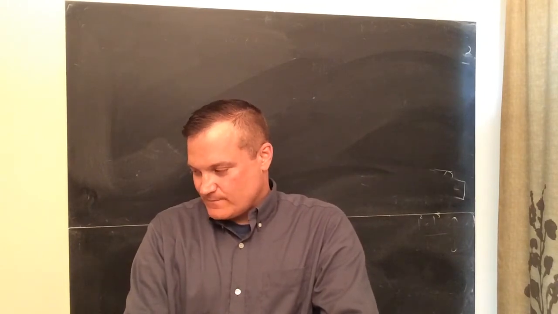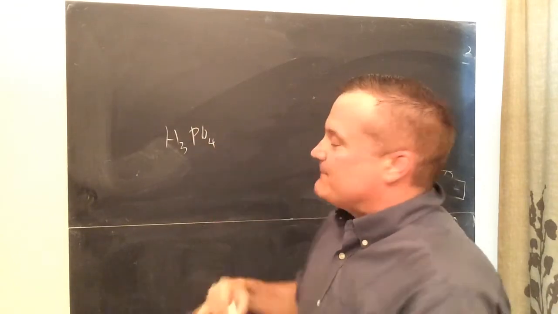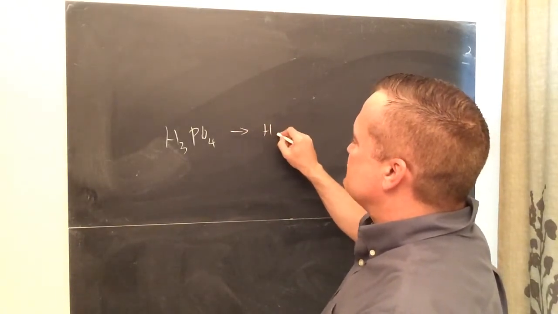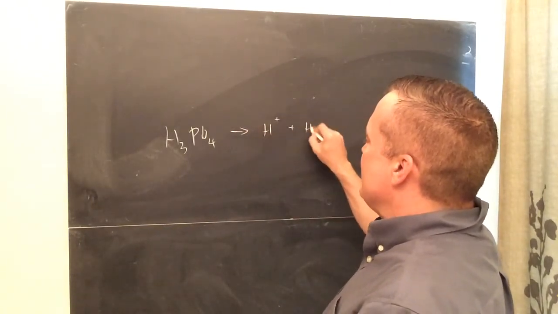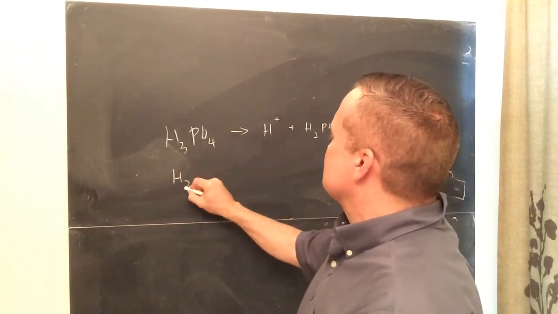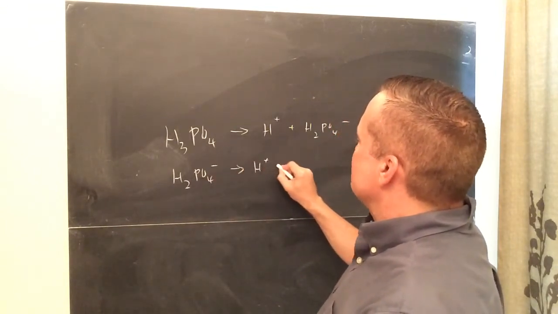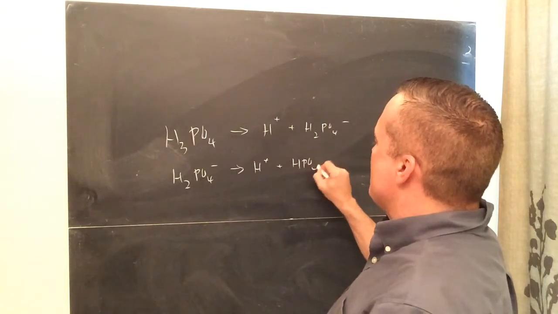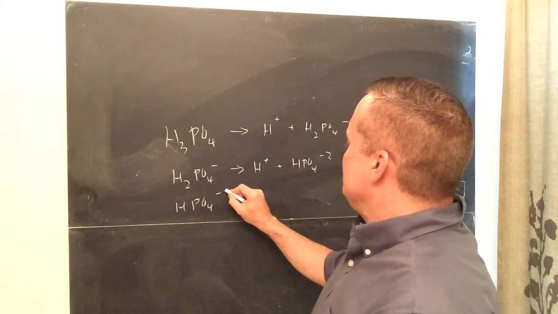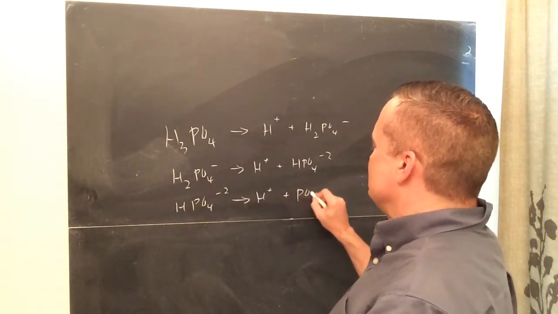For example, H3PO4 is a polyprotic acid. What it means is the first time that it dissociates, it gives you H plus and H2PO4 negative 1. Then the next time it dissociates, that breaks down into H plus and HPO4 negative 2. Then the last time it dissociates, HPO4 negative 2 breaks down into H plus and phosphate.